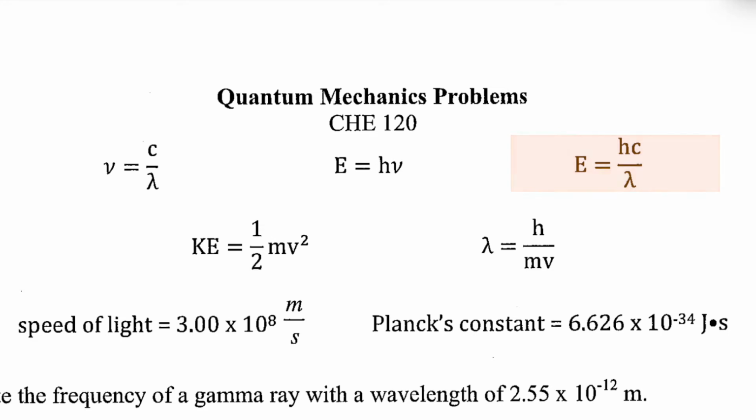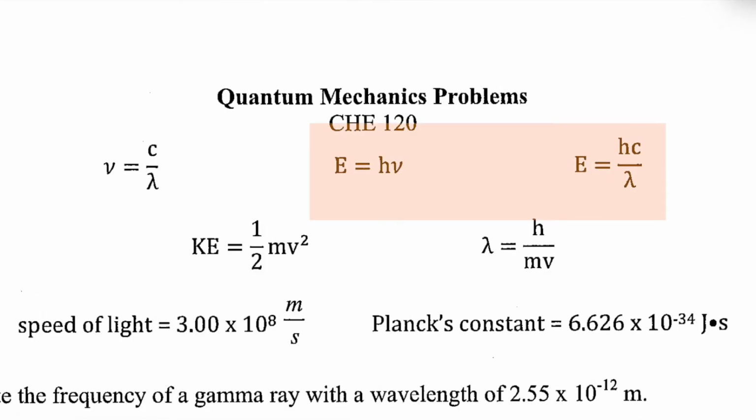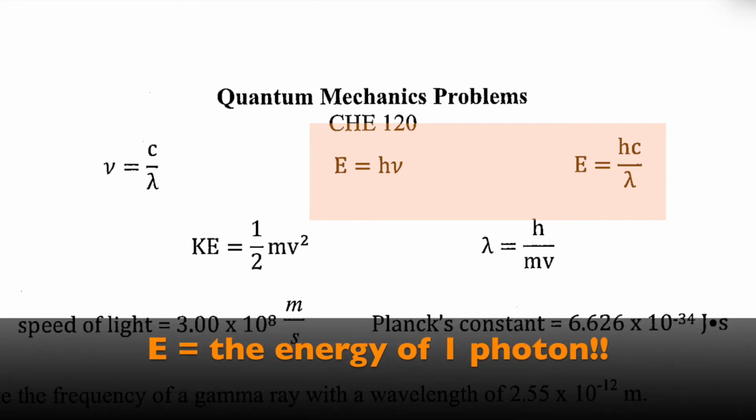In order to use this equation, we need Planck's constant, which is a constant. We need the speed of light, both of which are given to us in this information. We also need to make sure that we have our wavelength in units of meters. So the first thing that I did was to do that conversion from nanometers to meters, and I got 5.25 times 10 to the negative 7th meters. We know that the energy of one photon is 3.79 times 10 to the negative 19th joules. Now, this is really important because when we solve these energy equations, the energy that we calculate is the energy for one photon. One photon.